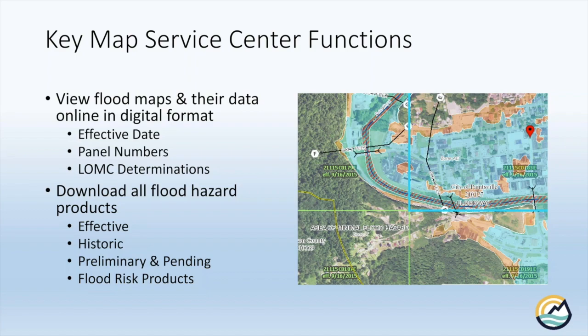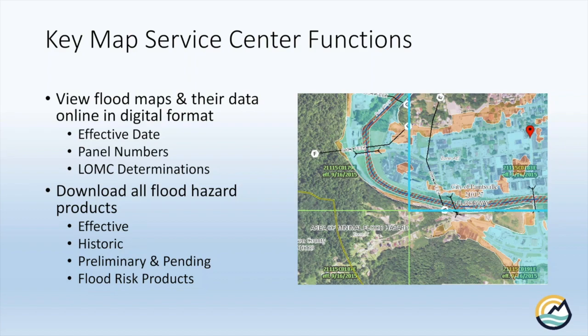So you can go on and download the effective maps, the ones that are in use today. In addition to that, though, you can also go back and download things like the historic maps. So if you have older structures and you need to know what maps were in use at the time it was built, you can actually go back and look at the map that was in use then. Anytime the maps are in the process of changing, you can also look at the preliminary or the pending maps. Those are available there as well. And then, like I mentioned before, the flood risk products, you can download those, and we'll talk about those in a little bit.